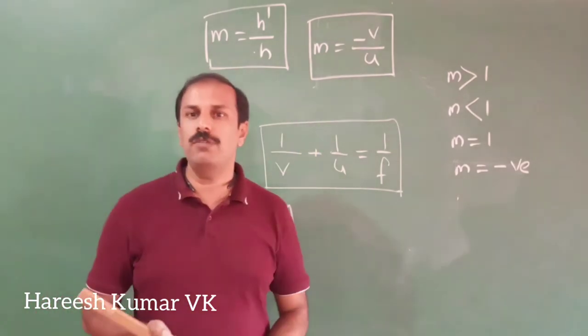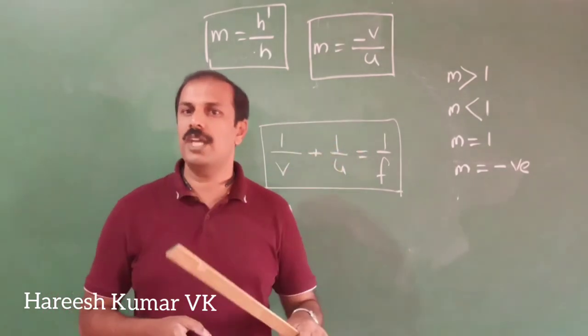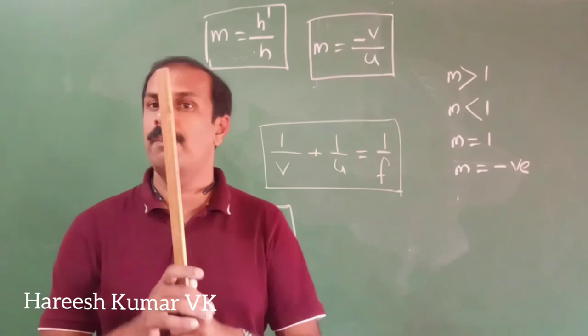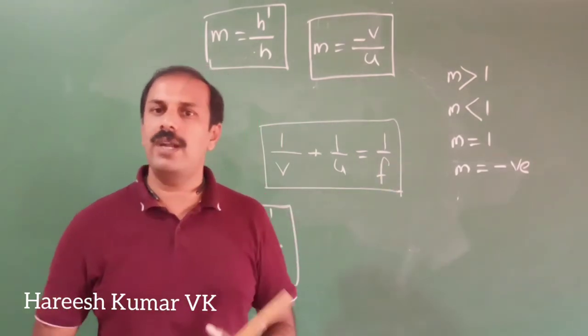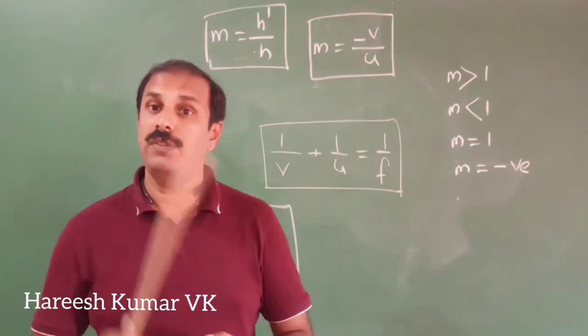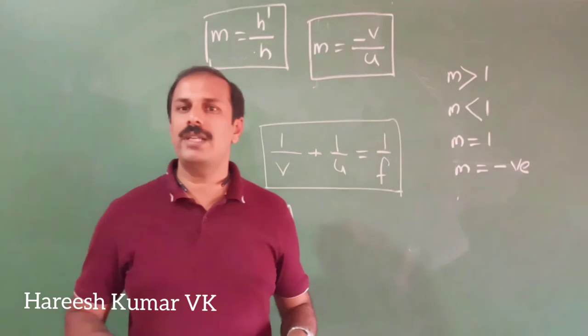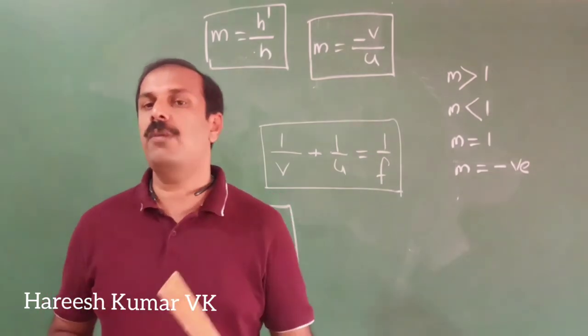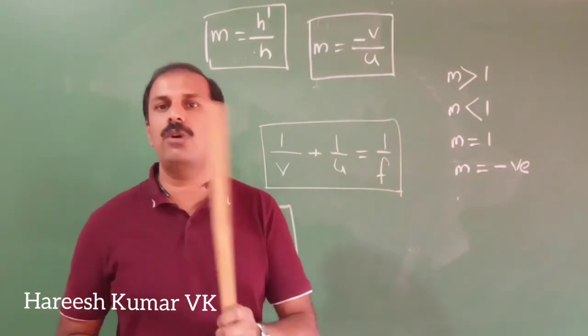And after that, magnification. Magnification is size of the image divided by size of the object. If magnification is more than 1, it is magnified or enlarged. If it is less than 1, it is diminished. If it is negative, inverted. Okay, all those things, and the numerical calculation, and one more equation for magnification, m is equal to minus v by u. There is a minus sign, don't forget it.